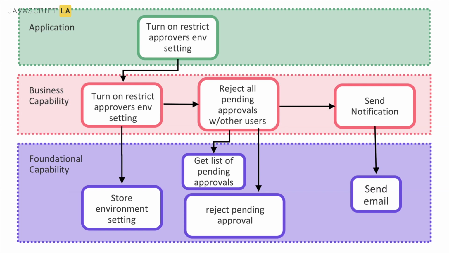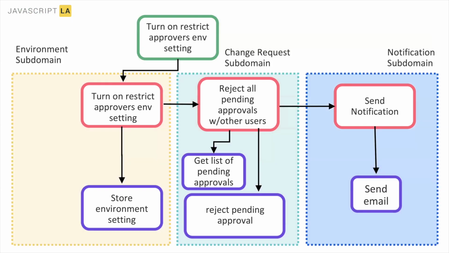Meanwhile, I also want to send a notification that this is happening, which you probably want separate, because I could send emails, I could send SMSs, you know, a bunch of different things, right? So you send a notification, it would be a business capability, and then the specific things are probably foundational. And then in terms of domains, again, you have the environment, so storing the settings on the environment. And then you also have the actual change request, so rejecting those change requests. And then you have the actual notification area.